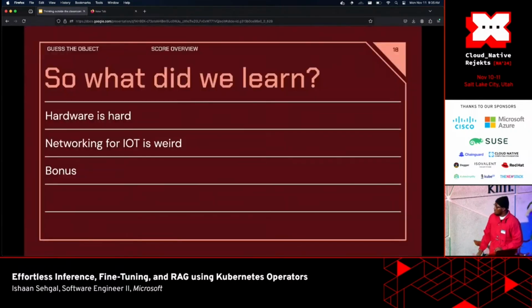So what did we learn? Well, hardware is hard. There were many problems because a wire could be missing, and there's no compiler to tell you you don't have the right wire plugged in. Networking for IoT is weird. You have an ESP32, you need to figure out how to get that onto the internet, but at the same time, you don't want it exposed to the main internet. Yeah, networking for IoT is weird.